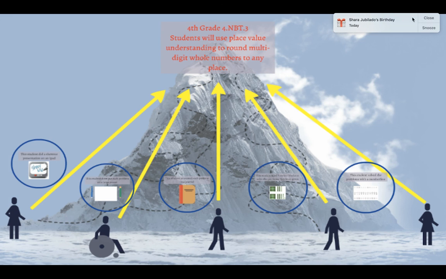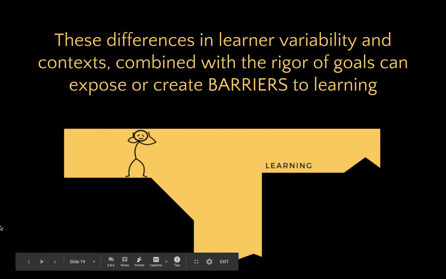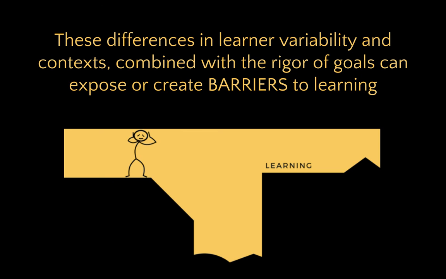And the thought is that we are not lowering the rigor or the standards or the expectation of the goals. We capture our non-negotiables. What are the clear things that need to happen in order to achieve that goal? But yet we are allowing for a loose means. We're allowing for lots of different paths in order to achieve that goal. So the differences in learner variability, the context combined with the rigor of goals, that can expose or create barriers to learning. And that really is at the heart of what Universal Design for Learning is. We're trying to remove, plan for, prepare, and get rid of barriers to learning.